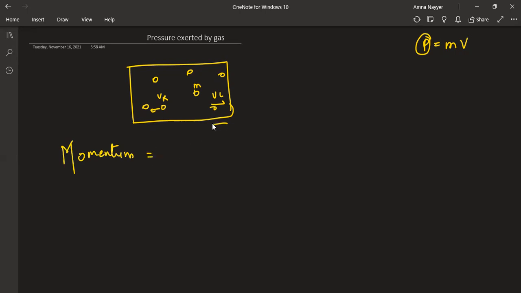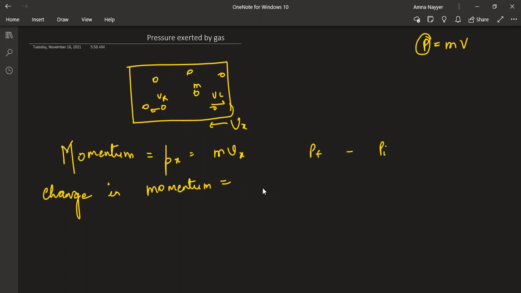So momentum along the x-axis, let's say, or total momentum I'm saying. That will become mass into velocity along the x-axis, right? This is the individual momentum. I want to write the change in the momentum. All right, class. So how do we write the change? We always write it as final minus initial. So here also, let's say we have taken one direction, this direction Vx, as negative.